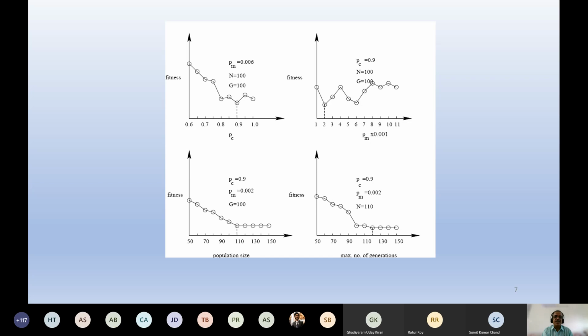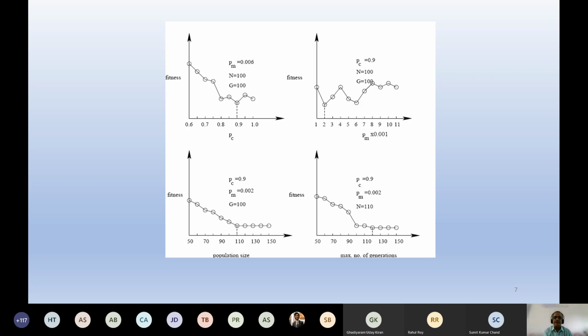We know their ranges, so we can find their mid values and set the parameters to the mid values. Now PM is kept equal to 0.006, N is kept equal to 100, G is kept equal to 100, and PC is varied from 0.6 to 1.0. This is the fitness plot, and corresponding to PC equals 0.9 we are getting the minimum fitness. So you store that value of PC here, PC equals 0.9, and keep it fixed.